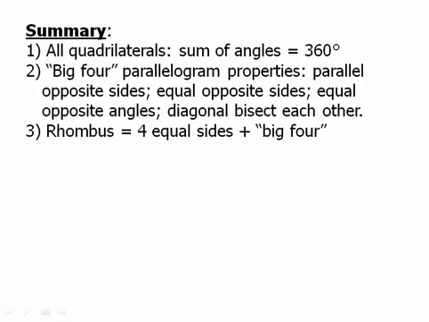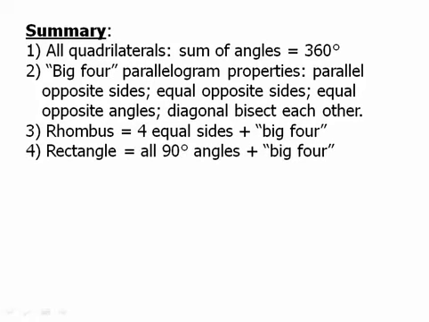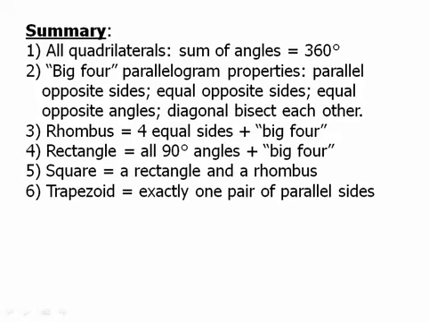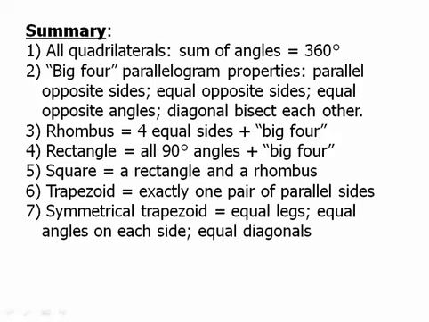A rhombus has four equal sides plus the big four. It also has perpendicular diagonals. A rectangle has 90-degree angles plus the big four. It also has congruent diagonals. A square is a rectangle and a rhombus, so a square has all the rectangle properties, all the rhombus properties, and all the parallelogram properties. A trapezoid has exactly one pair of parallel sides, and a symmetrical trapezoid, or an isosceles trapezoid, has equal legs. This means it has equal angles on each side as well as equal diagonals.